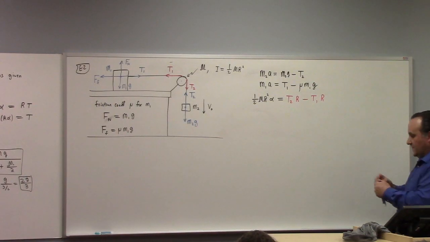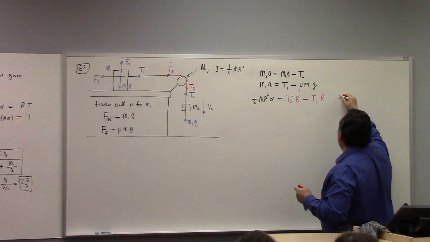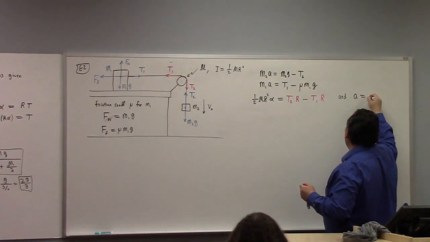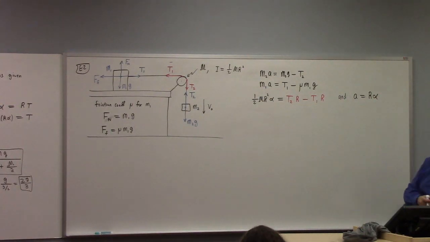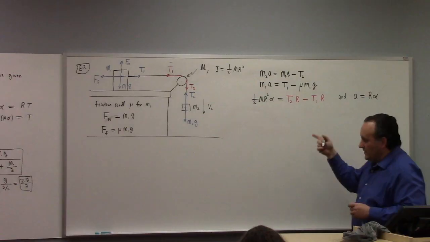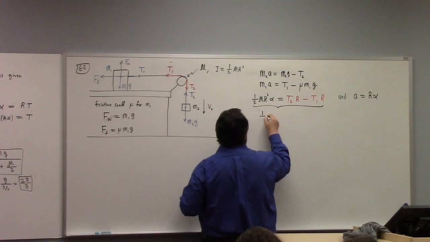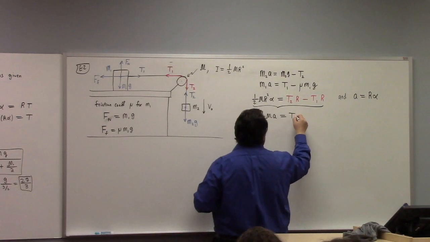And of course, if the rope doesn't slip, which we're assuming, we also have the fundamental relation that the acceleration of the system is the radius of the pulley times the angular acceleration of the pulley, right? So we can take this last equation and rewrite it as 1/2 m times the acceleration is T2 minus T1.